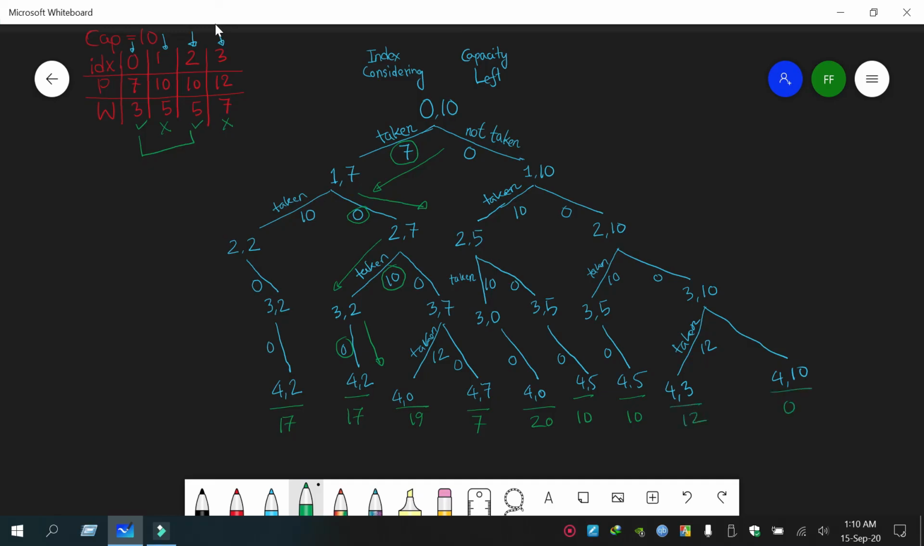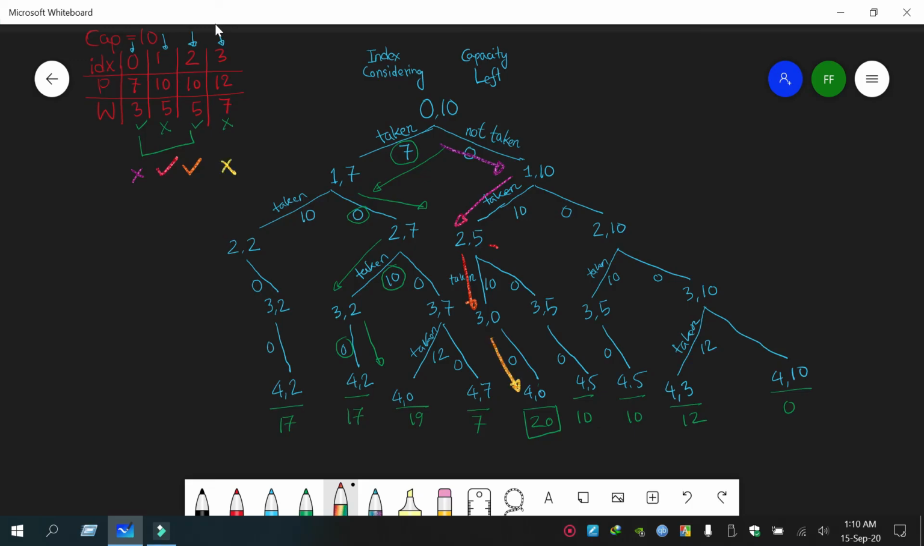So now we can see that the maximum is 20 here, and if we traverse the path, how we can get there? We can see that we will get here in this way. The first item not taken, so we don't take the first item. The second item taken, so we do take the second item. The third item we take, so we do take the third item, and the fourth item not taken, so we don't take the fourth item.